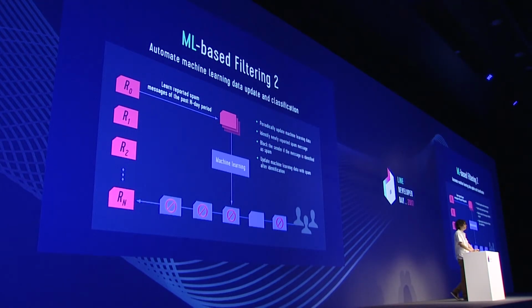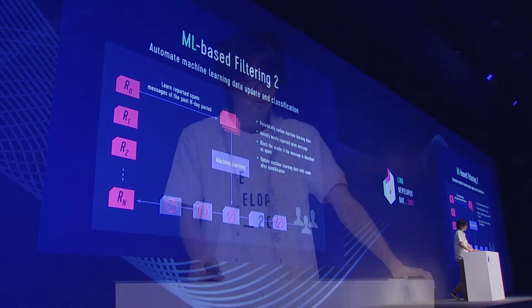So from the security point of view, the spam messages are different, for example, from 10 years ago compared to today's spam messages. This is called a concept drift. And in order to accommodate these changes, this learning has to be done in real time. So this is how we run our system.